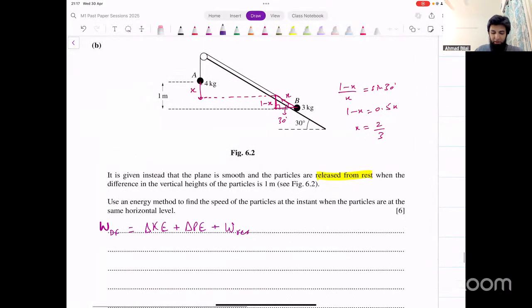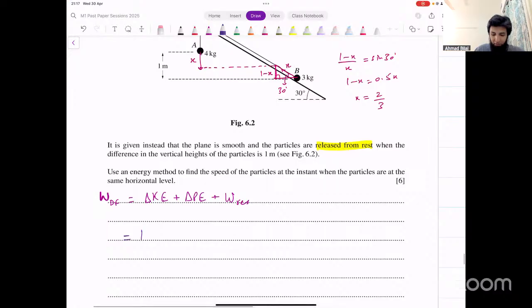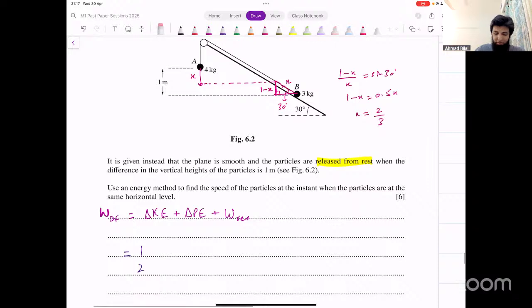Change in kinetic energy, what would that be? Since the particles are connected to each other, their speeds are going to be the same. So we can consider them together if we want. What's the total mass for them? Or let's just do them separately in case you get confused by that. 1 over 2 into mass of A. That's going to be 4, into final speed V squared, initial speed 0. Plus the change in kinetic energy for B, that's 1 over 2 into 3 into V squared minus 0 squared. It also started from rest and its final speed is V.